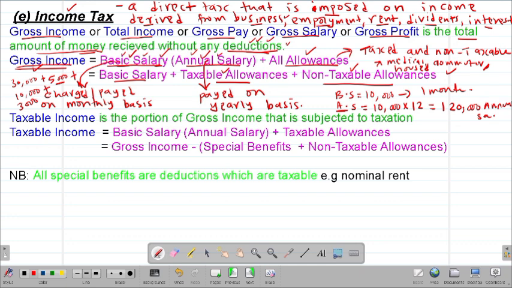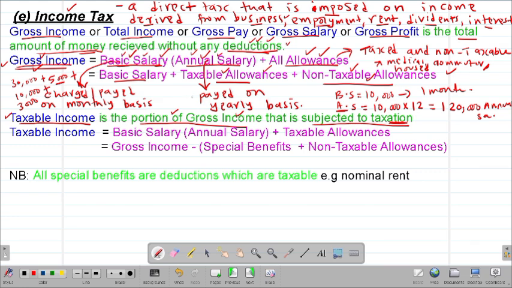So for the case of gross income, we add all the allowances, whether the allowances are taxable or non-taxable. Now, other than gross income, we also need to familiarize ourselves with what we call the taxable income. Taxable income is simply the portion of gross income that is subjected to taxation. So in short, the only difference between gross income and taxable income is that for gross income, we consider both the taxable allowances and the non-taxable allowances. But for taxable income, we strictly only consider the taxable allowances. We are only interested in the amount which is subjected to taxation. Therefore, taxable income is the portion of gross income that is subjected to taxation.